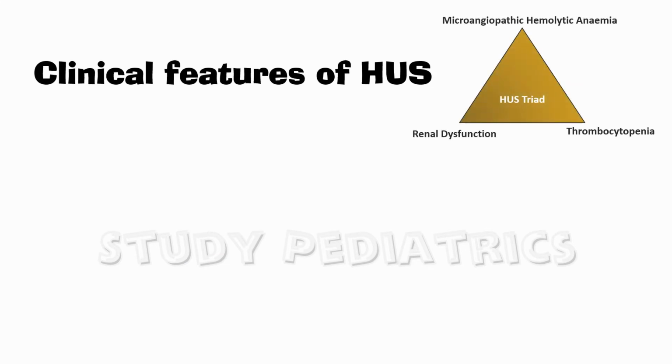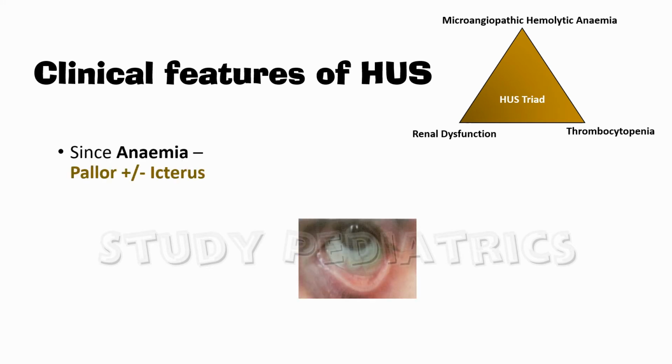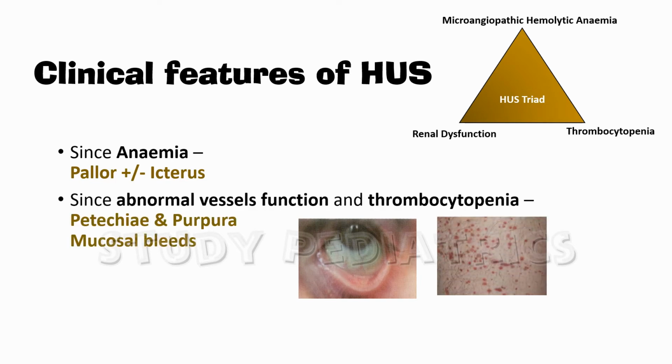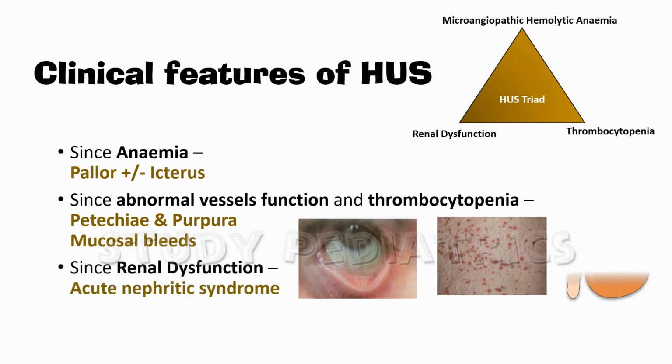Now let's see the clinical features of HUS. As we have already studied the HUS triad, it is easy to determine the clinical outcomes. Since anemia, we see pallor with or without icterus. Since abnormal vessel function and thrombocytopenia, we see petechiae and purpura along with mucosal bleeds. Since renal dysfunction, we can see acute nephrotic.